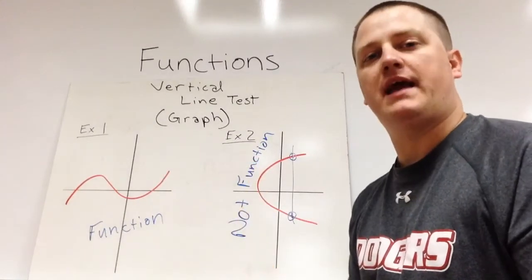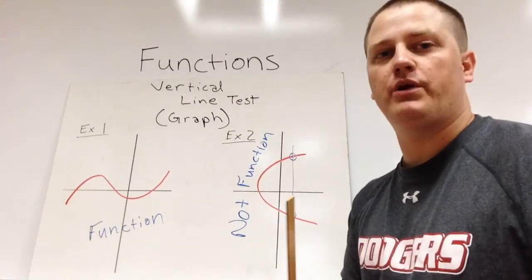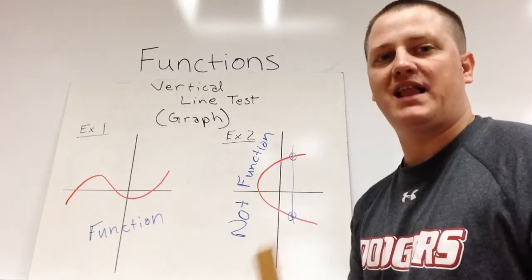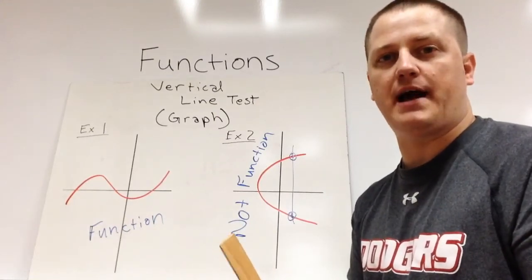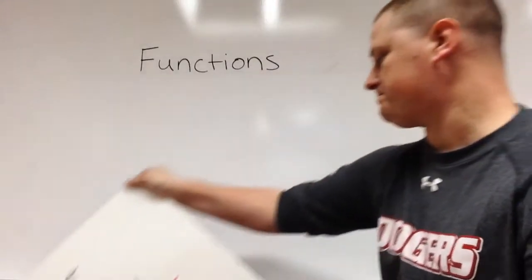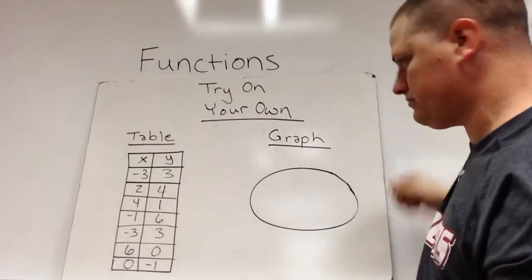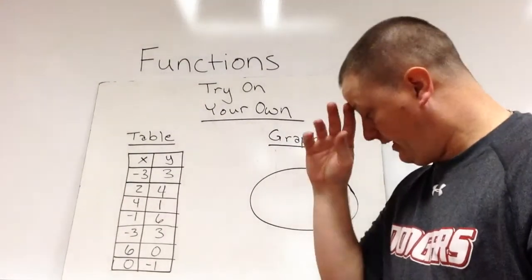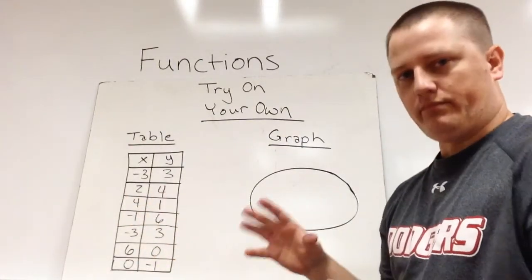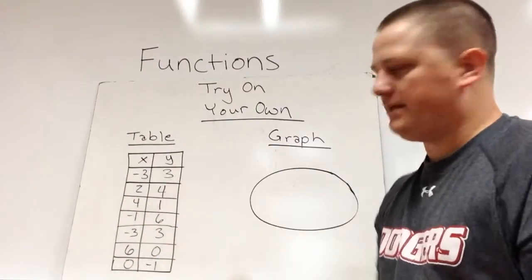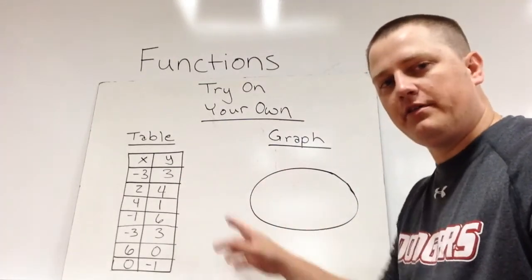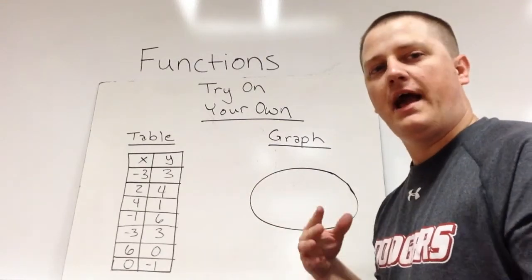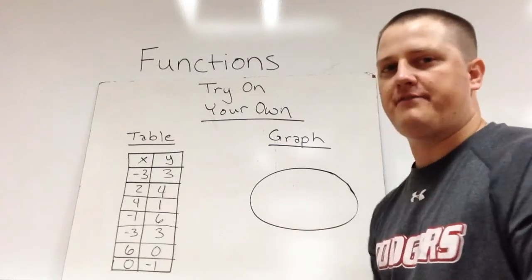Alright, so next I'm going to give you a table and a graph, and I would like you to use the pop machine test and the vertical line test to figure out which one, if either of them, is a function or not. So here's what I'd like you to do. Draw this table out and figure out, is it a function or not? Write down your answer. Draw this graph out. Yes, this type of graph is possible. And figure out, using the vertical line test, is it a function or not?